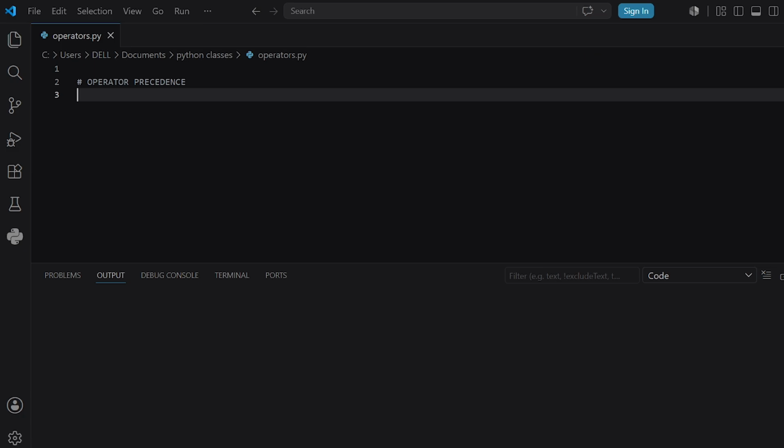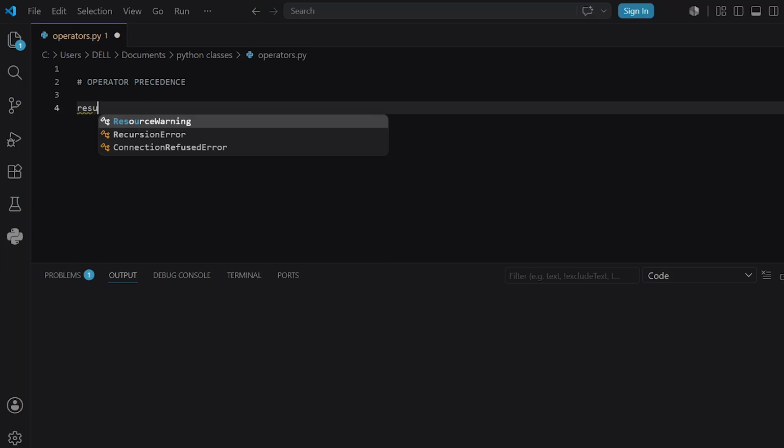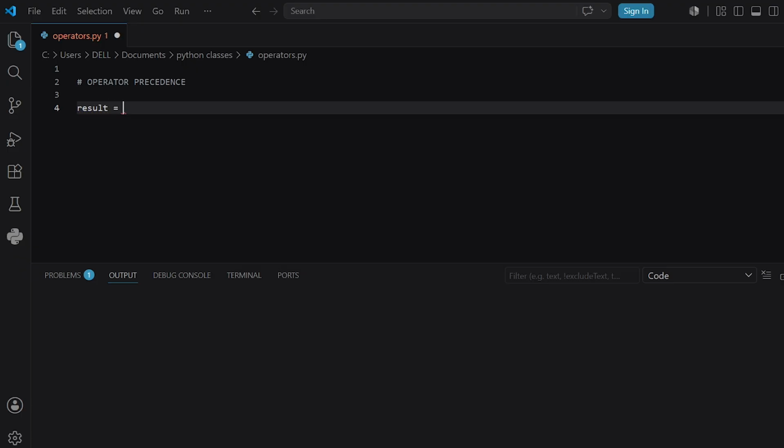Now let's look at operator precedence. When we're talking about operator precedence, we're talking about the order in which operators are evaluated inside expressions. So let's take a look at this expression. Here we have result is equal to 5 plus 4 multiplied by 3.